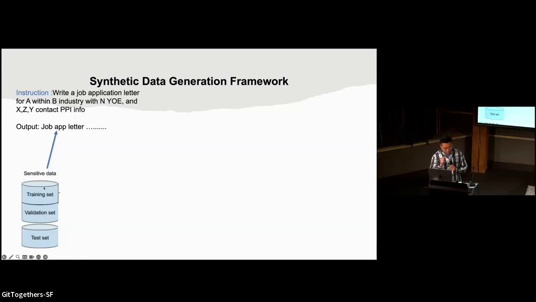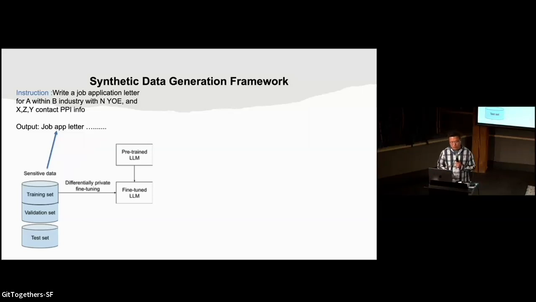Then, as in traditional machine learning methodology, we split the datasets into training, validation, and testing. What we do differently is the DP fine-tuning, which is short for differentially private fine-tuning. We can use open-source pre-trained large language models such as Llama 3, or whatever your favorite open-source large language model is, and do the fine-tuning.